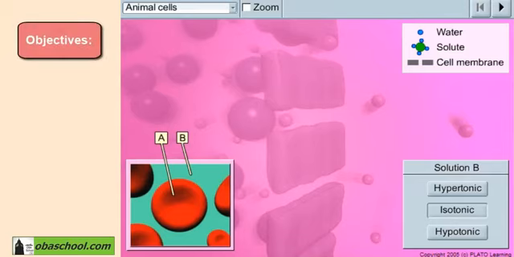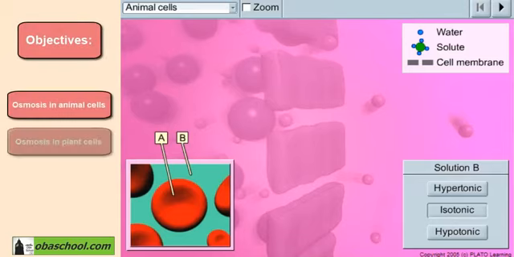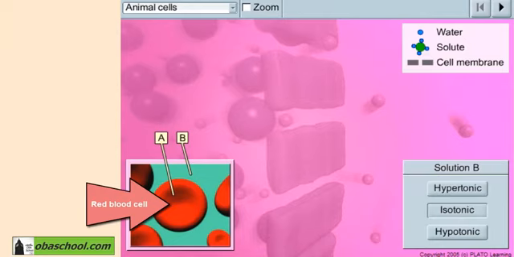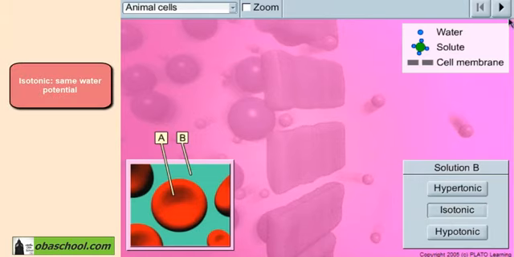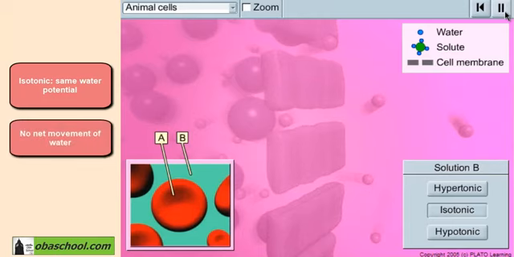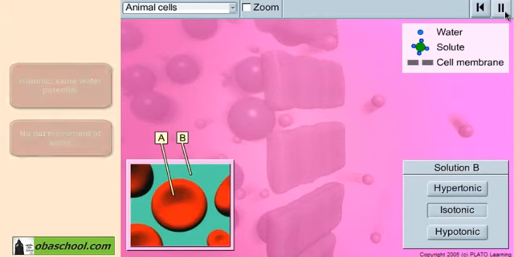We are now going to look at osmosis in animal cells and osmosis in plant cells. This is a red blood cell. It is an animal cell. On the inside, the solution is solution A, and on the outside, in the external medium of the cell, we have solution B. In the case where solution B is isotonic to solution A, which means they have the same water potential, we have no net movement of water into or out of the cell.